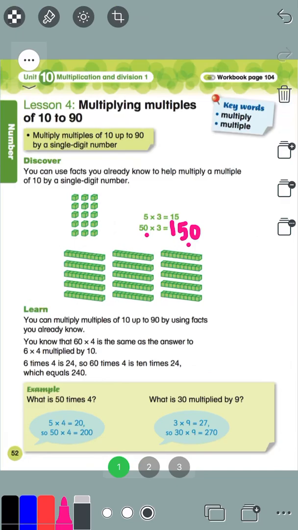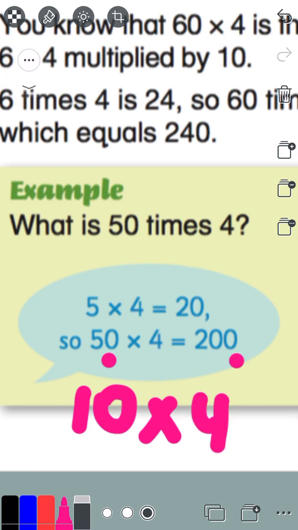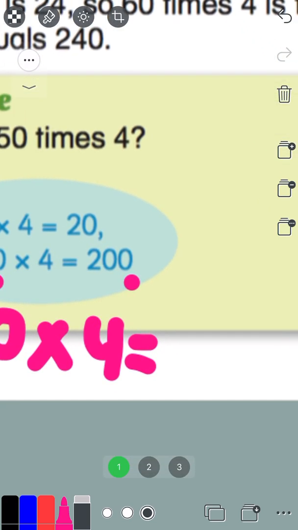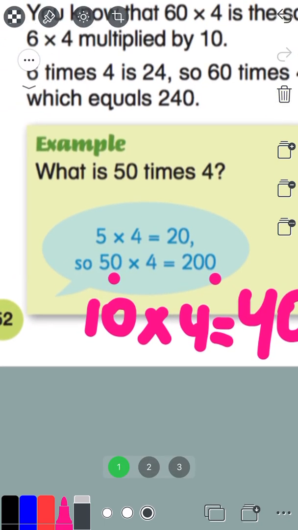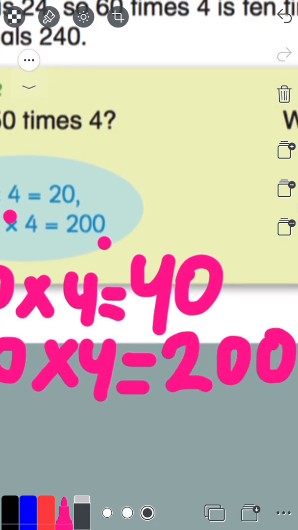So it's like 5 times 4 equals 20, then 50 times 4 equals 20 with a 0 in the units. All we're doing is adding the 0 we added to the 50 here, because 50 is 5 tens. And you know, when you're multiplying by 10, you always add a 0 in the units. So it's the same. 50 times 4 equals 5 times 4 with a 0 in the units, which is 20 with a 0, which makes it 200.